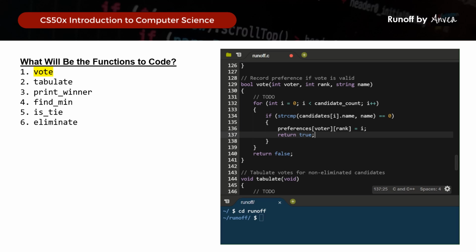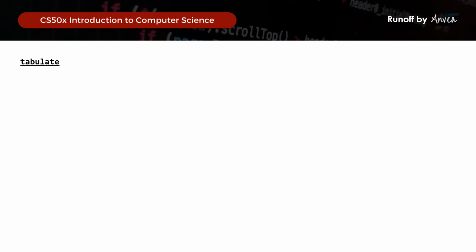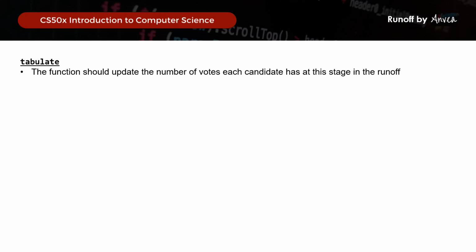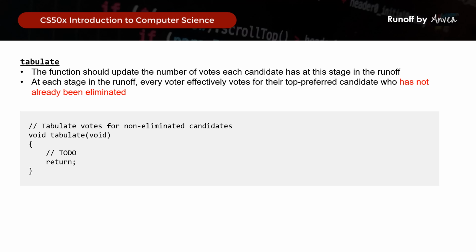So this is all that we actually need to write for the function called vote. Next, let's work on tabulate. For this function, we want to update the number of votes that each candidate has in the runoff. At each stage of the runoff, each voter effectively votes for their top preferred candidate who has not already been eliminated. This is a section of the distribution code for us to work on.